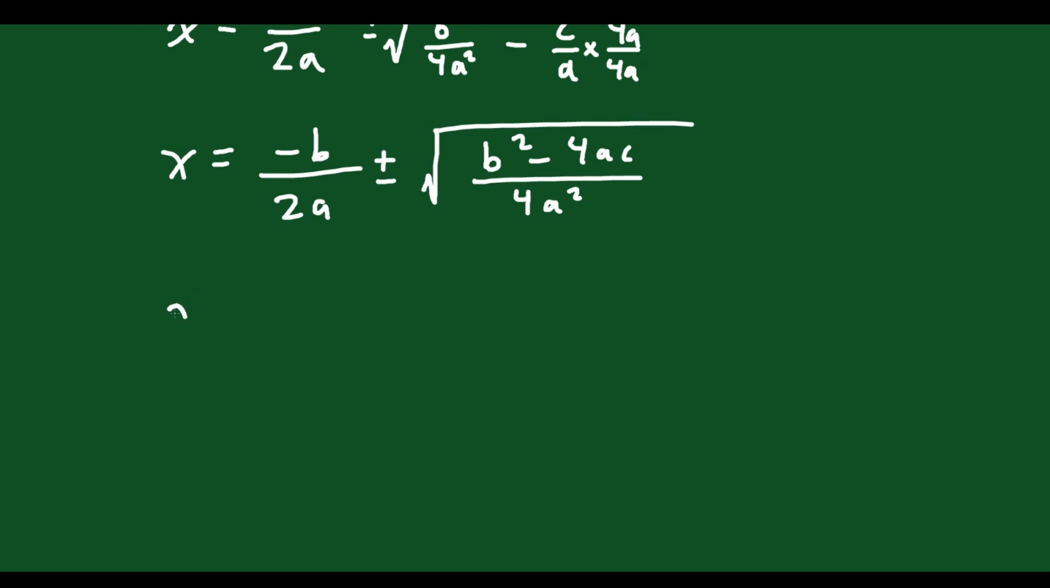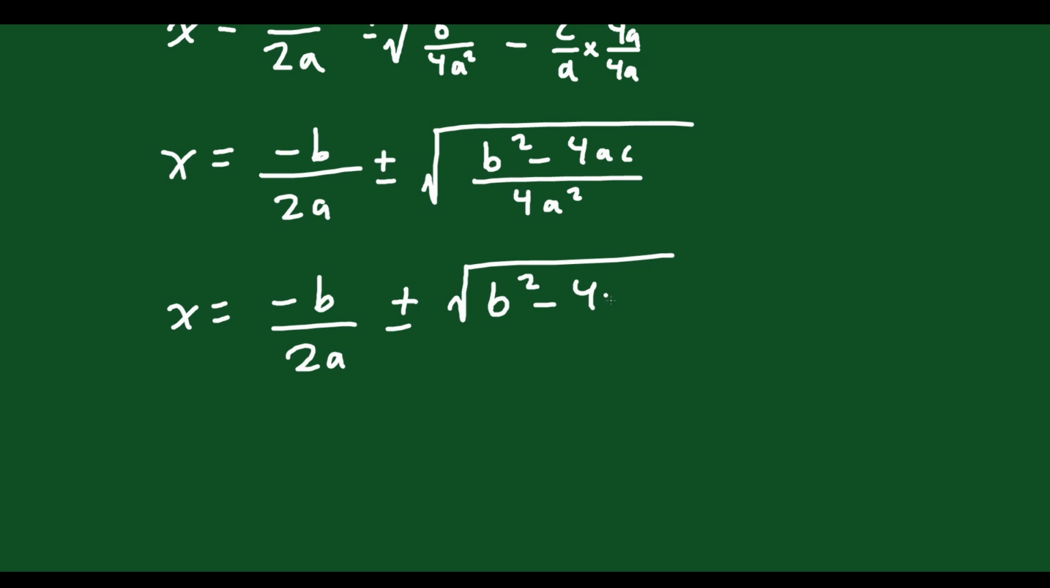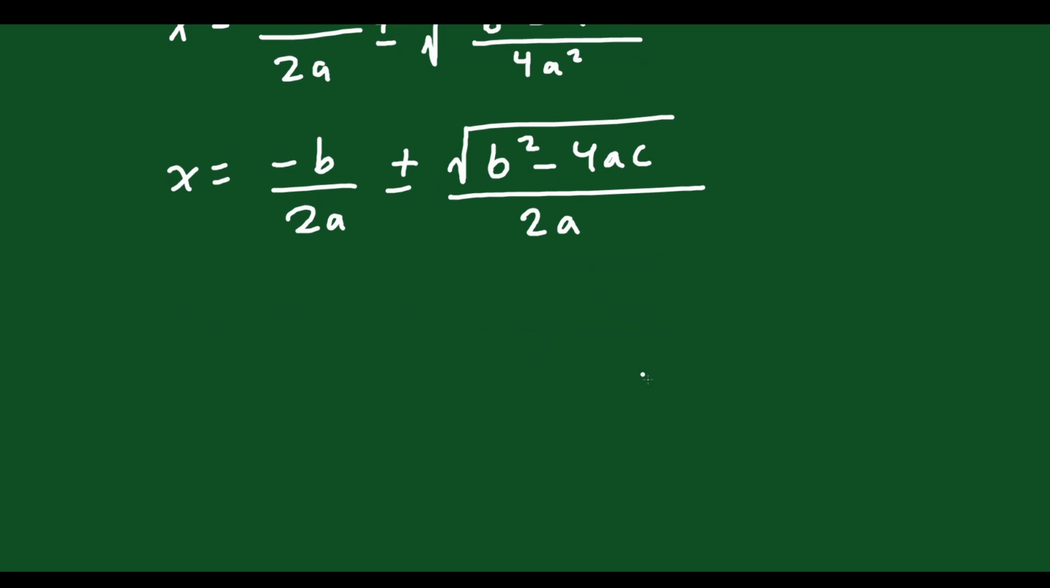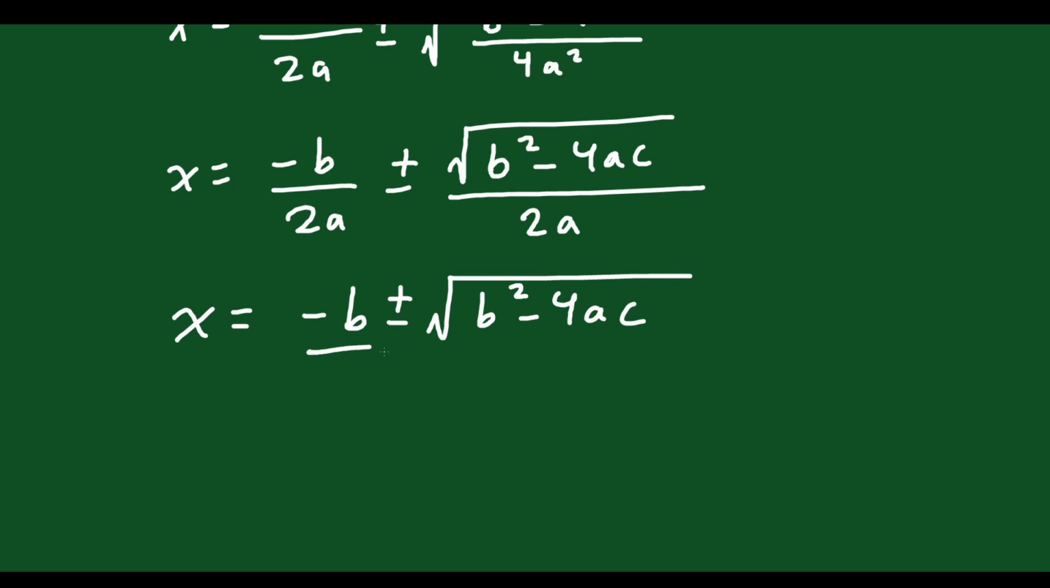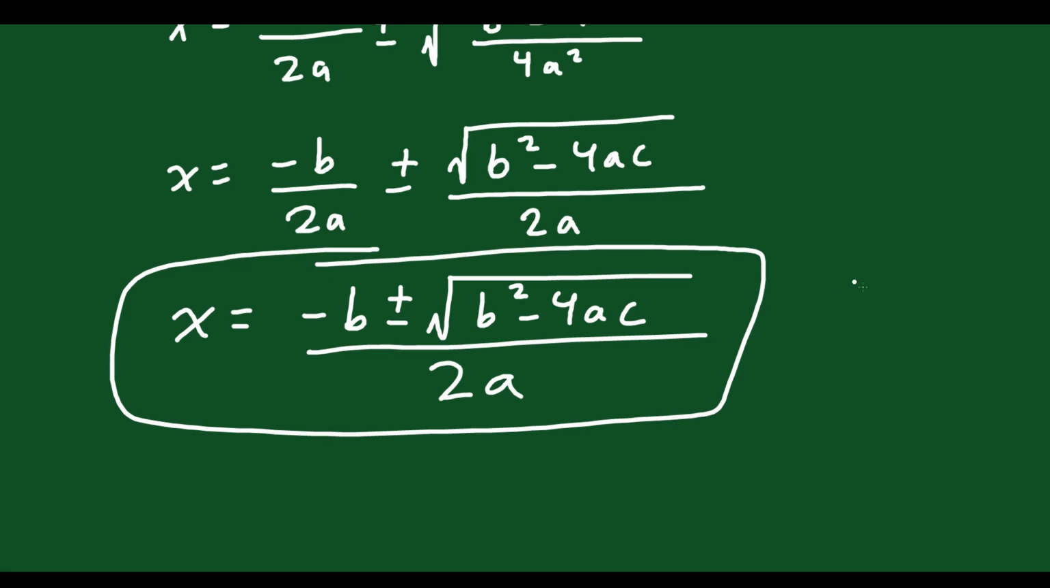This next part is fun. So I have minus b over 2a, plus or minus. Square root at the top, you just kind of leave it as it is, b squared minus 4ac. But you can square root the bottom separately. Square root of 4 is 2, square root of a squared is a. Both of these terms now have the same denominator. You can put them together and you get negative b plus or minus square root b squared minus 4ac all over 2a. This is your quadratic formula.